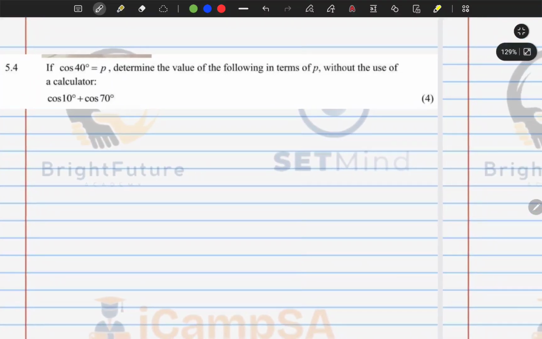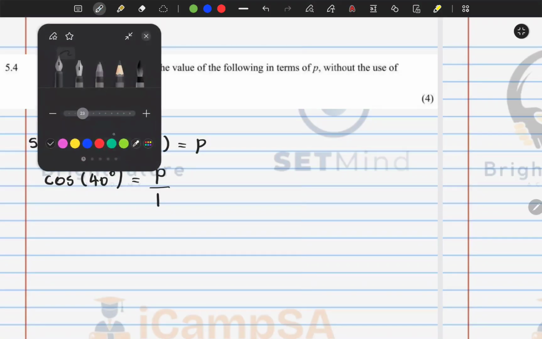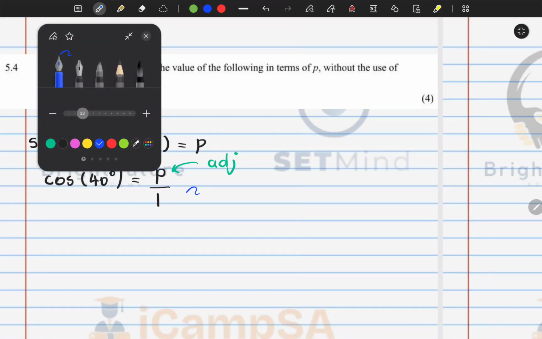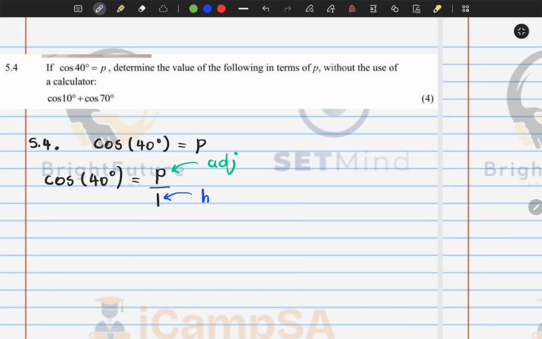So let's go ahead and cook. We're looking at 5.4. What we are told is that cos of 40 degrees equals P. What we prefer is to always write this such that for cos we have the adjacent over the hypotenuse. This is very important. So P becomes our adjacent side, and what is dividing here becomes our hypotenuse.